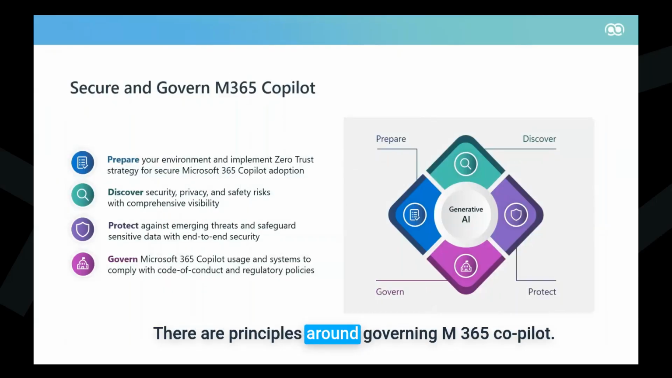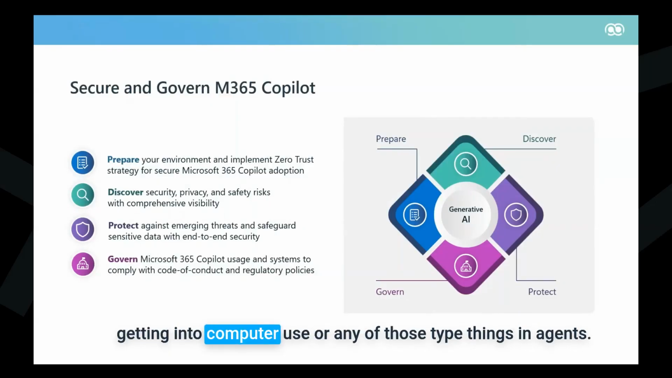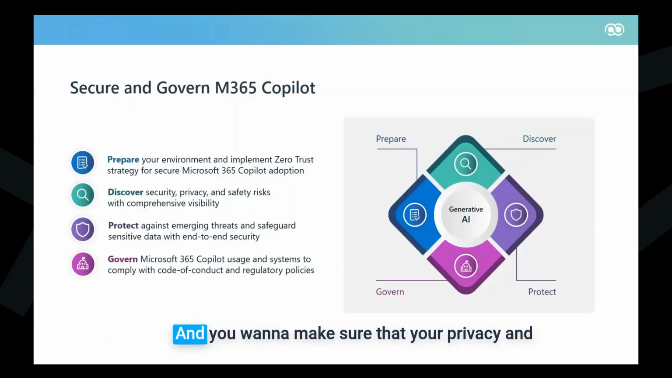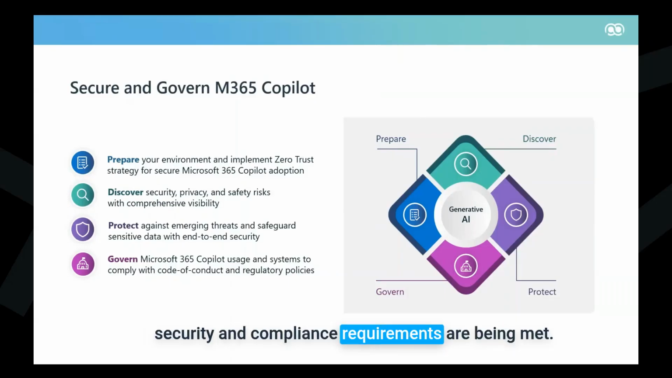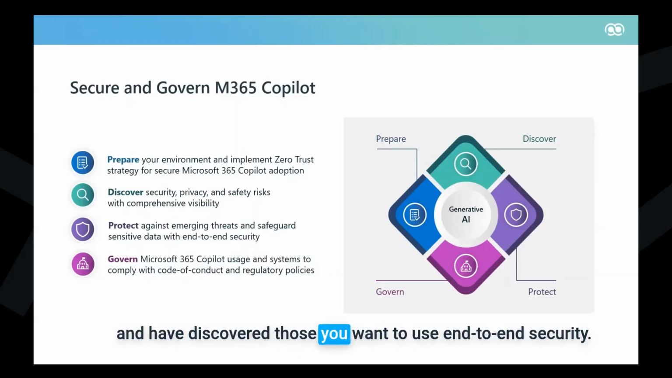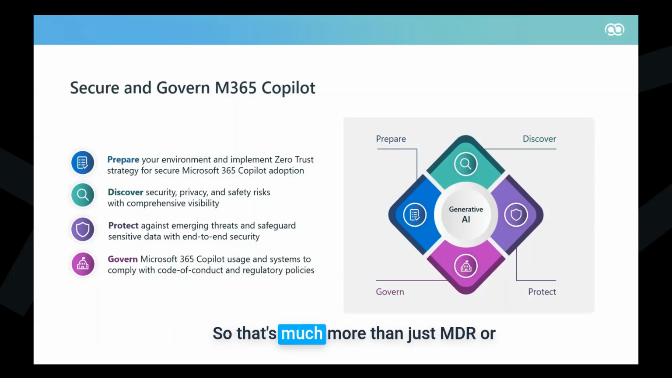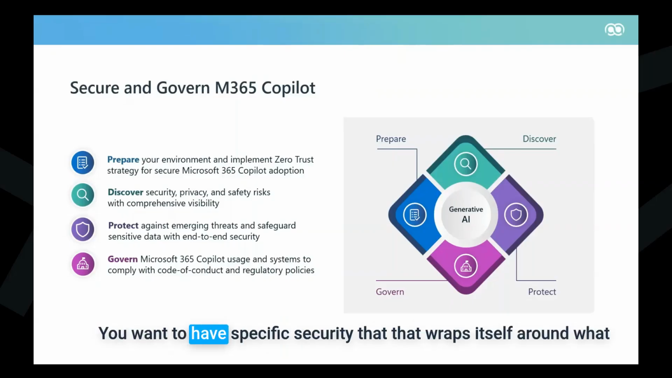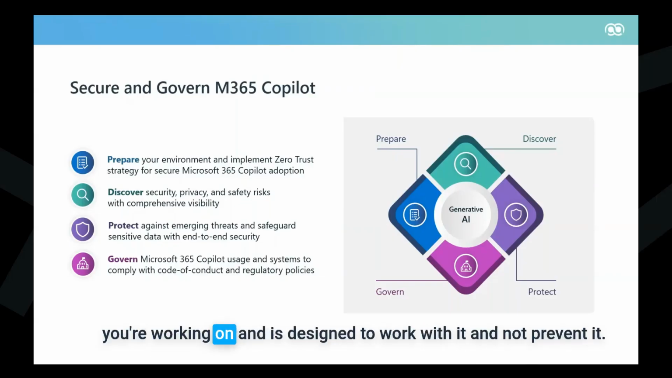There are principles around governing M365 Copilot. Zero trust is one of the best strategies, especially when you start getting into computer use or those types of things in agents. You want to make sure that you have your privacy, security, and compliance requirements written down and have discovered those. You want to use end-to-end security. That's much more than just MDR or having something on your computer. You want specific security that wraps itself around what you're working on and is designed to work with it and not prevent it.